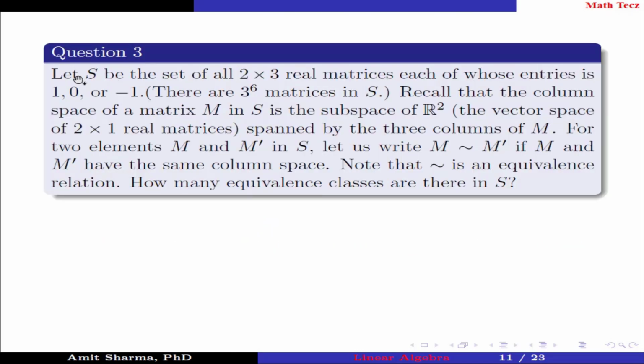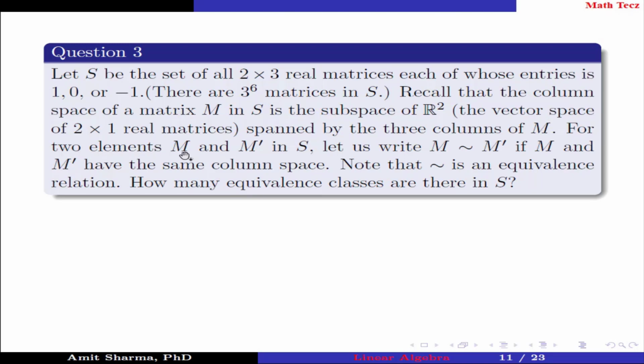Question number 3. Let S be the set of all 2 cross 3 real matrices, each of whose entry is 1, 0, or minus 1. There are 3 to the power 6 matrices in S. Recall that the column space of a matrix M in S is the subspace of R square, the vector space of 2 cross 1 real matrices spanned by the 3 columns of M.